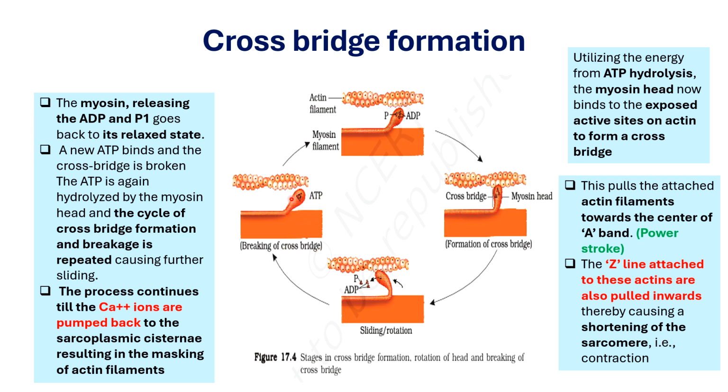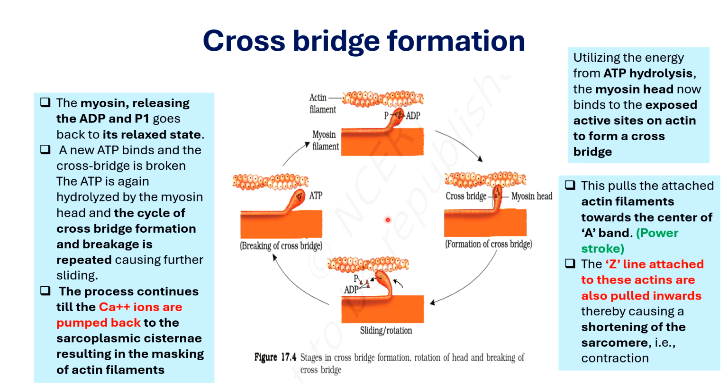The ADP molecules and the phosphate molecules that were utilized to provide the energy are released out, and the myosin molecule now comes to the relaxed state. The cross bridge is broken at that stage. Then what happens? Again a molecule of ATP binds to it and the cycle repeats itself.